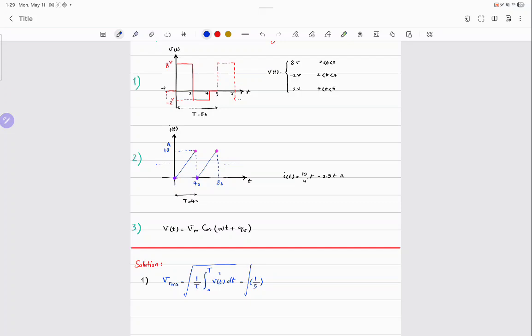Because it's 3 different integrals. I can do piecewise, right? That's easier to do piecewise. I don't have a single expression of the function over the range of 0 to 5. So this is what I'm going to do. From 0 to 2, what is the function? 8 squared dt. Then I have from 2 to 4, negative 2 squared dt. Then I have from 4 to 5, 0 squared dt.